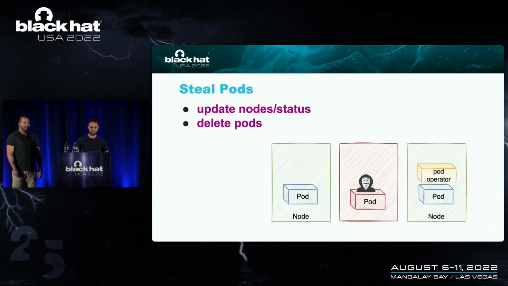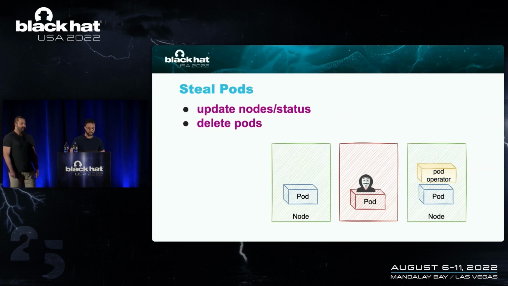Let's see an example. This is a slightly more complex example. It takes two permissions to carry out the attack. The first permission is the update node status permission, and the second permission is the delete pods permission. Now, this is actually a great example of how permissions that might not look very powerful can actually be abused. When you first look at those permissions, you might think that you'll be able to get some maybe denial of service by deleting pods, but they can actually be used to steal pods.